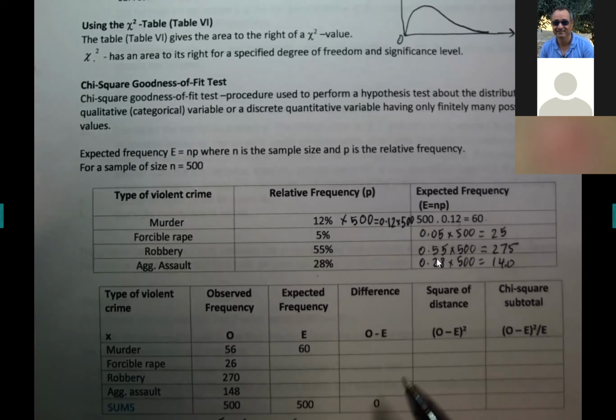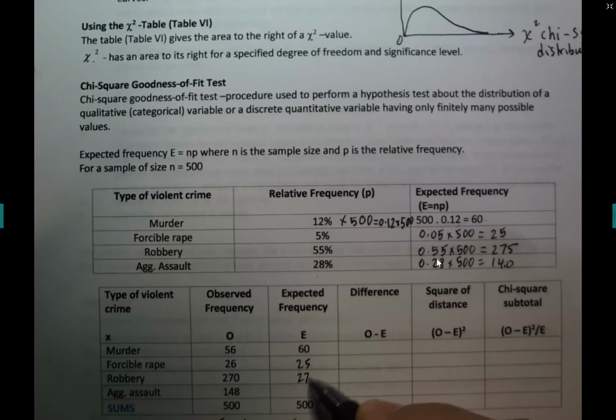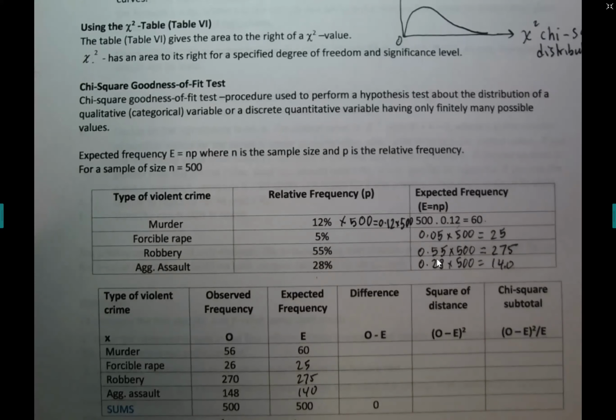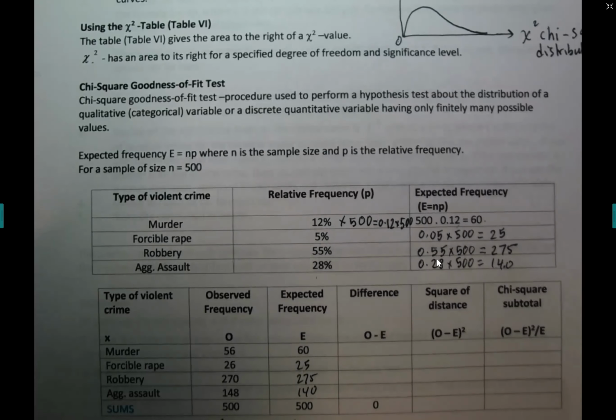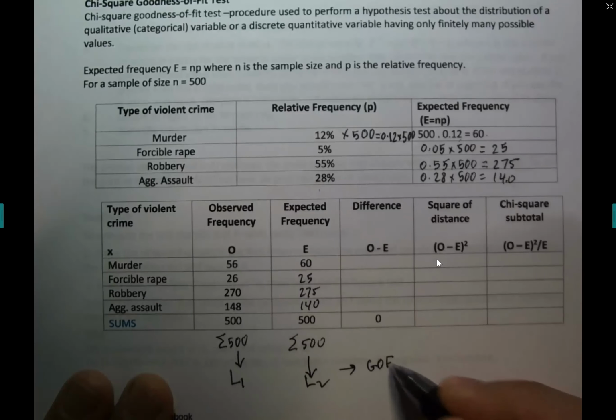So we have 25 here, we have 275, and we have 140. And I did show you how to find the test statistic by hand. However, you won't have to do it by hand on the final exam. You can use your calculator. If you use your calculator, you have to put this in L1 and that one in L2. And then after that, you have to run what we call goodness of fit test.